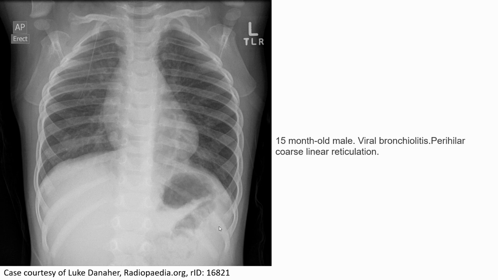This is the chest X-ray of a 15-month-old male with a diagnosis of viral bronchiolitis. We can find perihilar coarse linear reticulation, which goes from central to peripheral of both lungs.